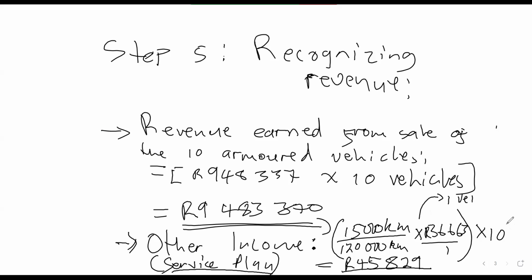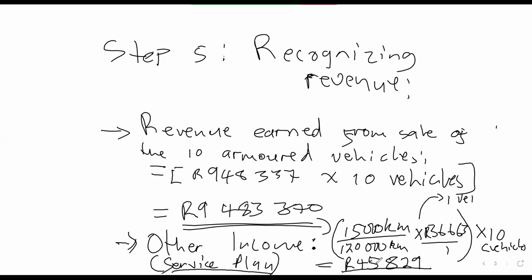Hence, here I multiplied by 10, and this 10 is just representing 10 vehicles right there. So for the 10 vehicles, the revenue earned from DD Armour Limited will be 45,829 rands times the 10 now. But for each, it was going to be 4,000-something rands.